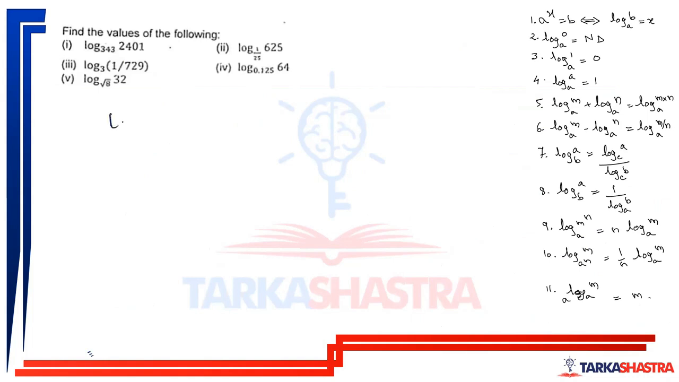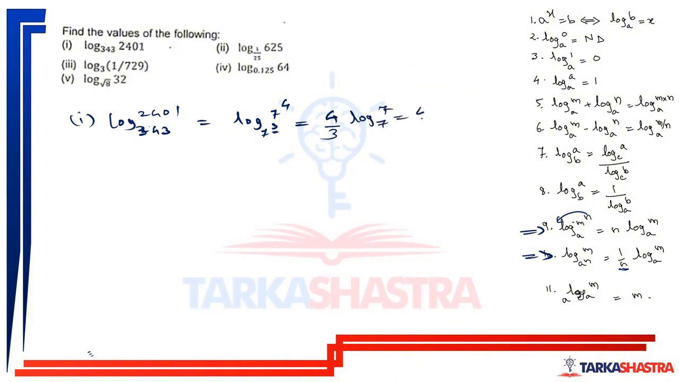First question, log 2401 to the base 343. It is nothing but log 7 to the power 4 into log to the base 7 to the power 3. Now, if I use this property, this n comes out, so this 4 will come out. And if I use this property, a to the power n, it comes out as 1 by n, so this 3 will come out like this: 4 by 3. And what we have is log 7 to the base 7. So this is 4 by 3 into 1 only, why? Because log 7 to the base 7 is nothing but log a to the base a. So this is 4 by 3.